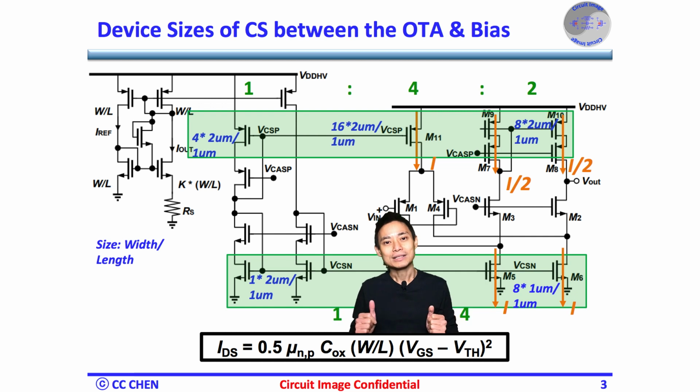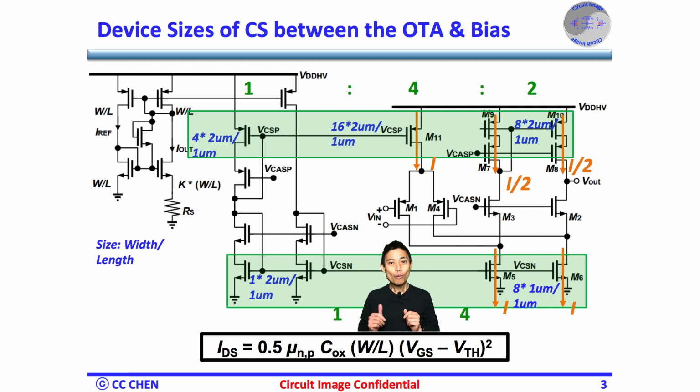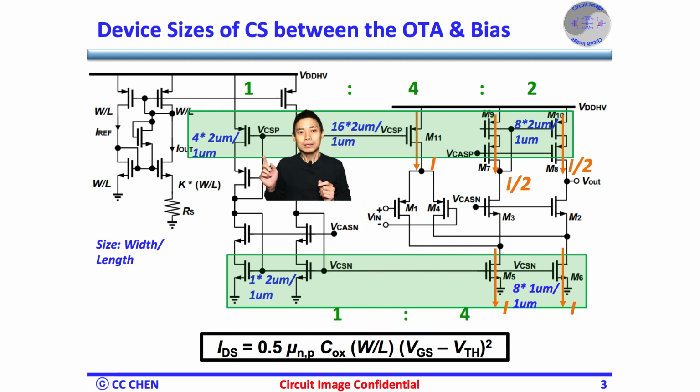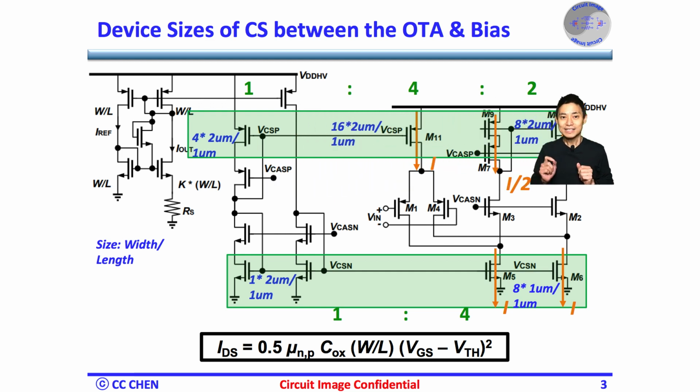The most obvious one is the channel length is all 1 micrometer at the PMOS and NMOS current source. Therefore, the matching should be good. For the channel width of the NMOS, the total width is 2 micrometer at the bias and 8 micrometer at the OTA. On the other hand, for the channel width of the PMOS, the total width is 8 micrometer at the bias and 32 micrometer at the OTA tail current and 16 micrometer OTA output current source.